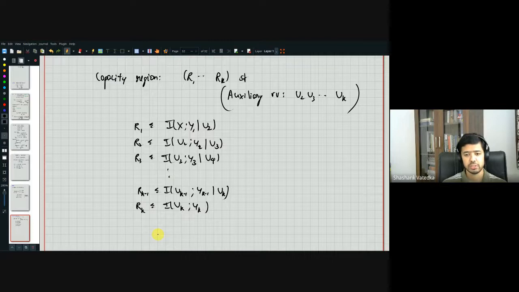So this is again a generalization of the superposition coding scheme for K users. So this turns out to be the capacity region of the degraded K user broadcast channel. But in general, if the channel is not degraded, then the capacity region is unknown.